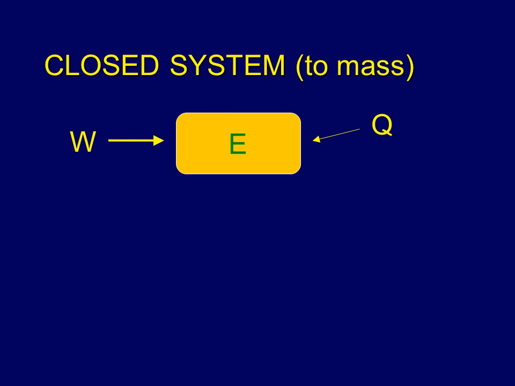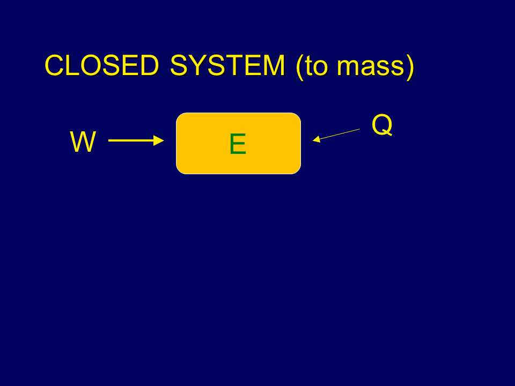In equals out plus accumulated. My favorite equation. Closed system. If we start looking at closed systems, a closed system is defined as one where the mass does not go in or out of the system.